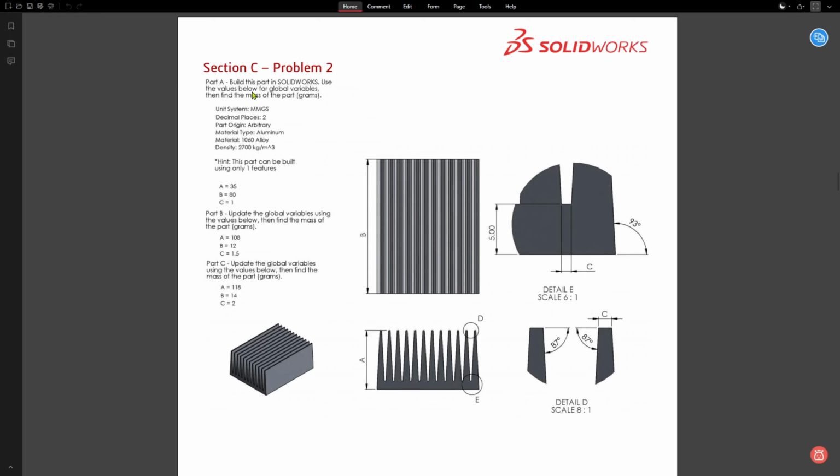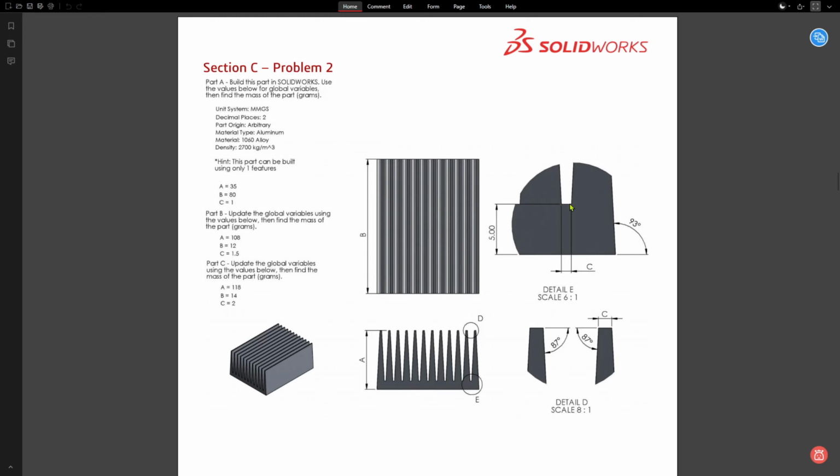Build this part in SolidWorks. Use the values below for global variables. Okay, so we have a heatsink. We have an angle of 93 on the sides, both sides. We have an angle of 87 from the top horizontal downwards. So we're looking at a detailed view of D. And we have 1, 2, 3, 4, 5, 6, 7, 8, 9, 10, 11, 12 fins.